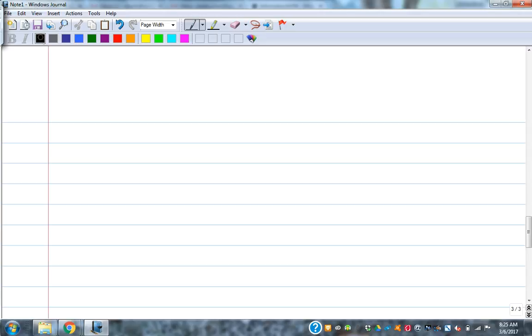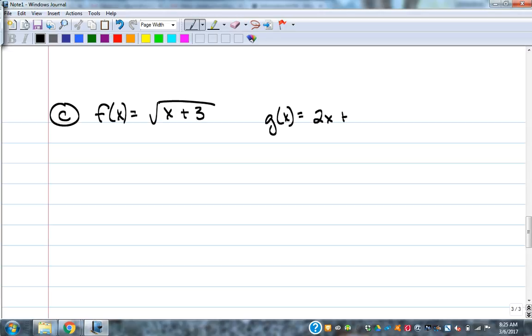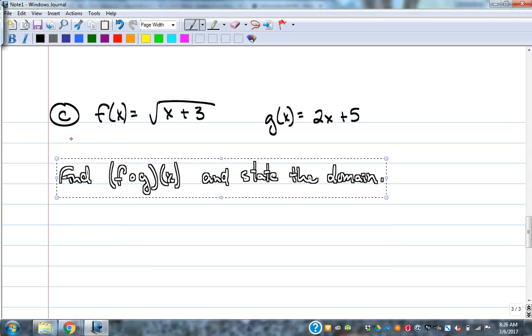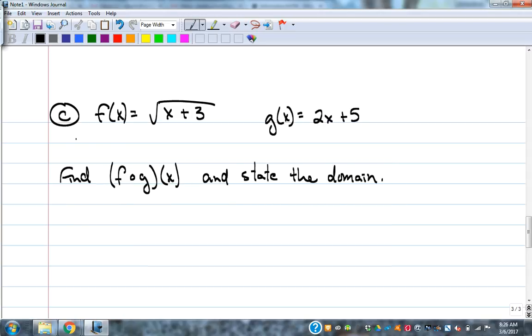Let's look at another one. F of x is the square root of x plus 3, g of x is 2x plus 5. And again, we're going to find the domain and then do the composite function of that too. Same instructions, not doing anything different here, just running through this same idea. Is that what we're going to be doing for every problem in this section?